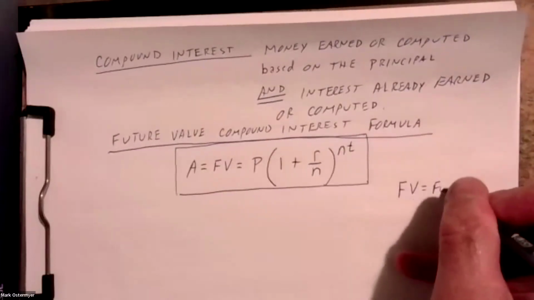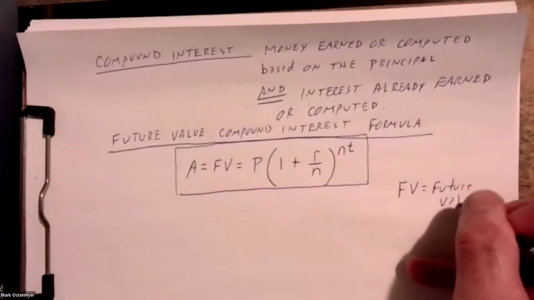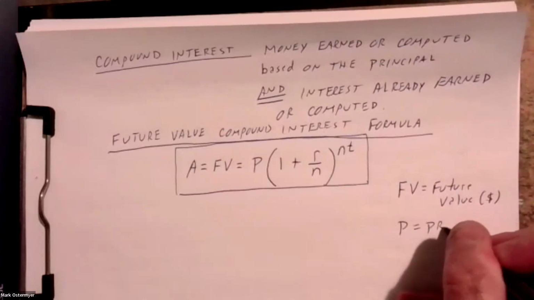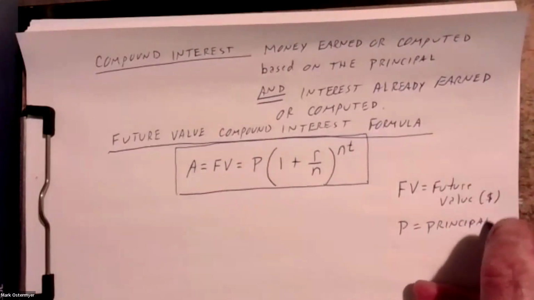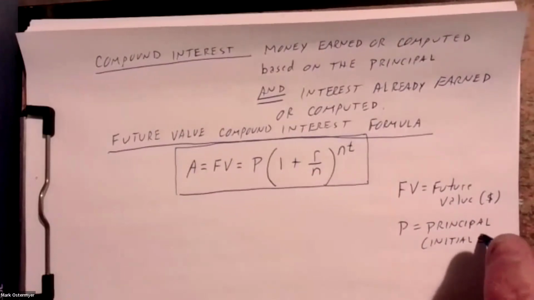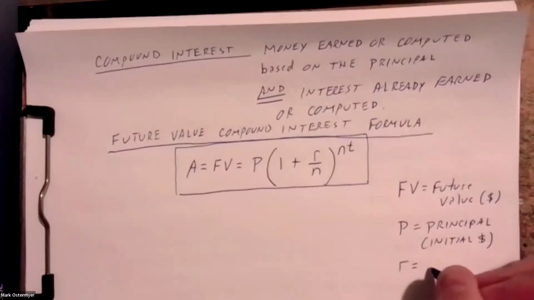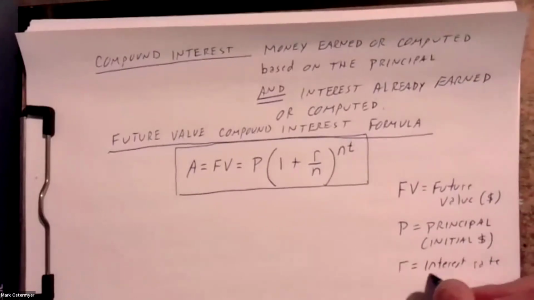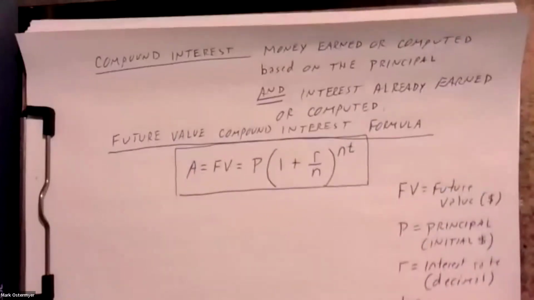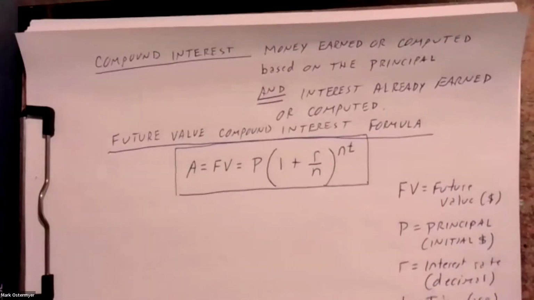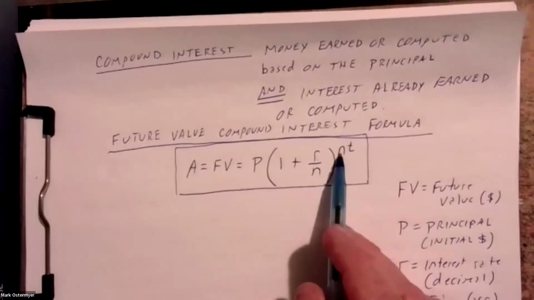FV is the future value of the account, and that is money. P is the principal, which is money, the initial amount of money that you either deposit or borrow. R is the interest rate. And of course, it must go in as a decimal. T is time, and that must go in as years. But what's N? The lowercase n here.